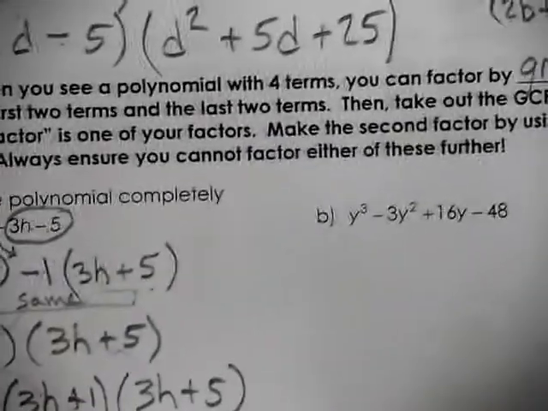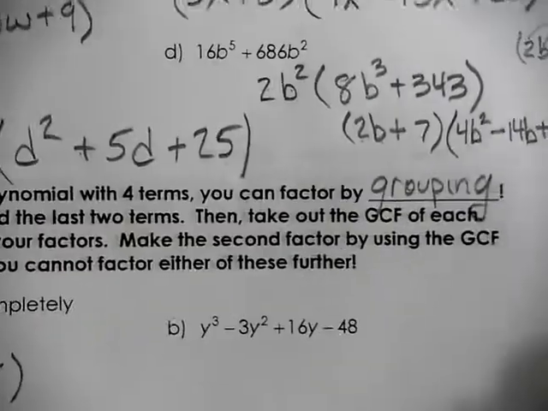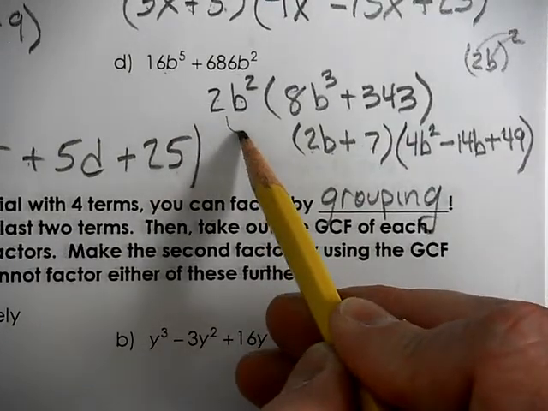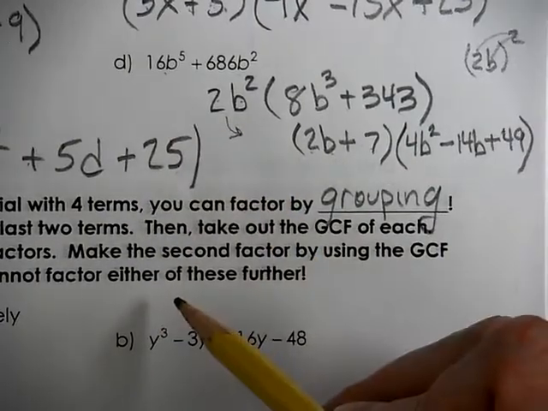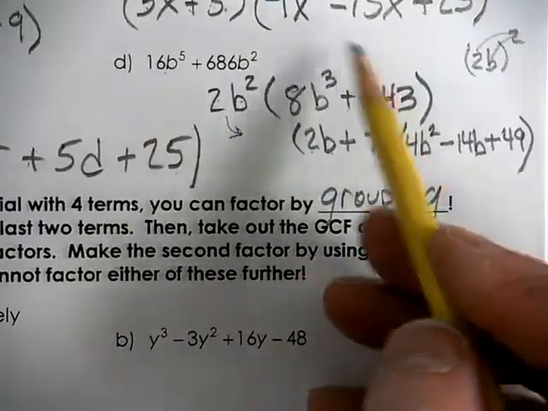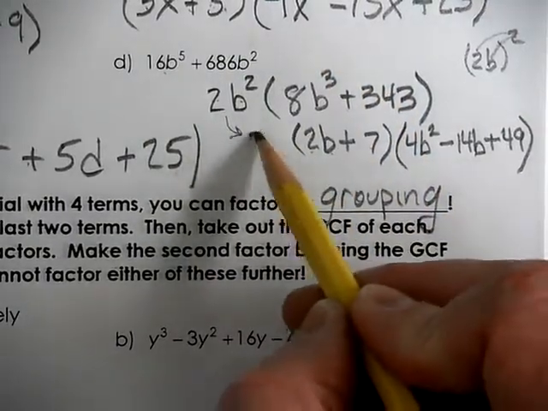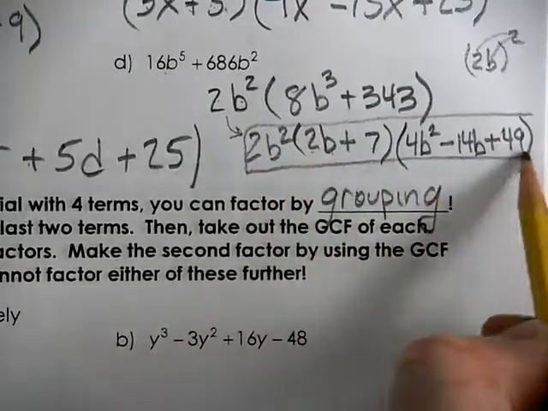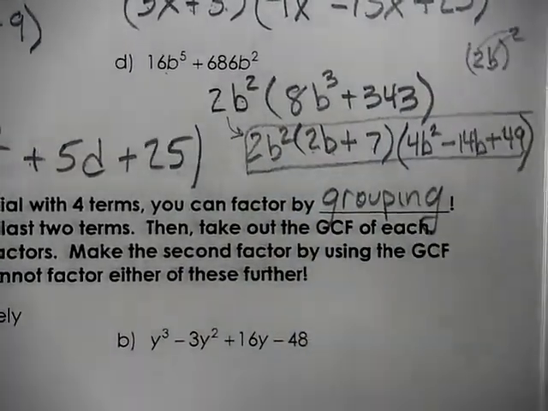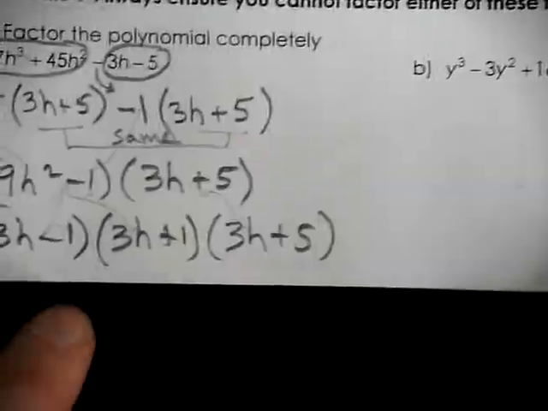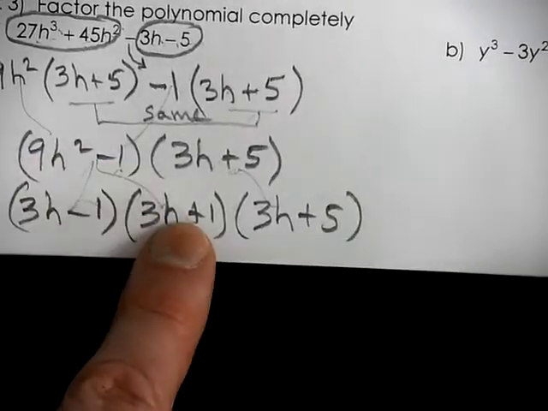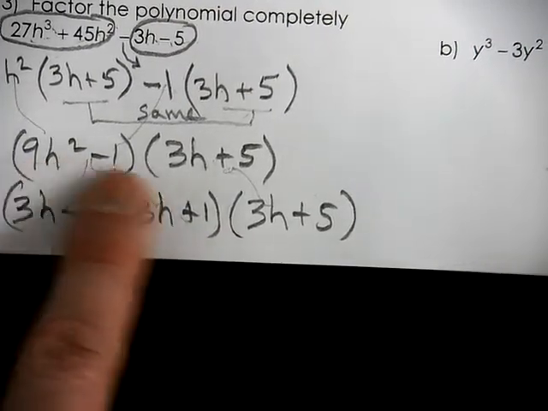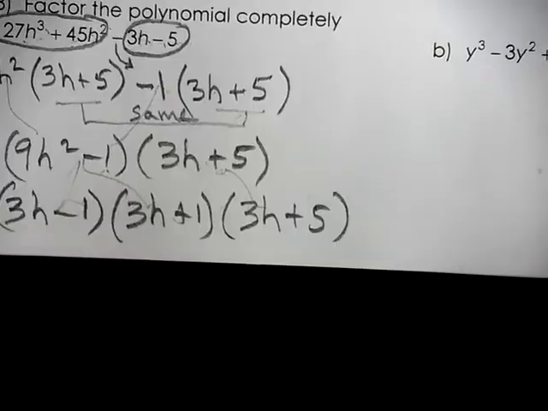Something to point out from the previous problem, which I didn't write down: you can't forget to bring down your GCF, your greatest common factor. What you pulled out has to be part of your answer. Must be part of your answer. Just like here, you have to factor it completely. You've got to look to see if you can take the square root of both sides.